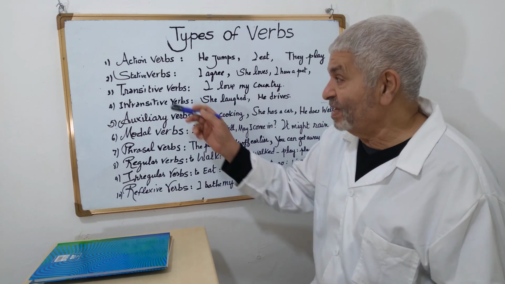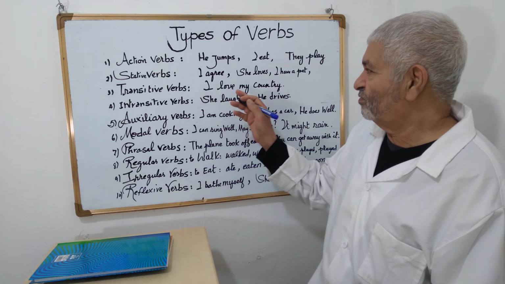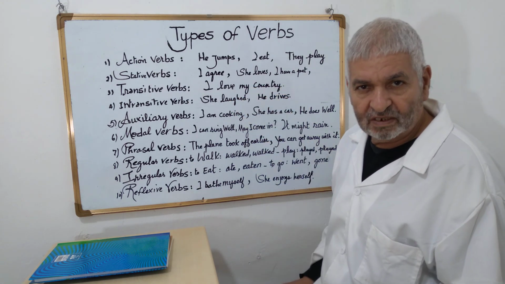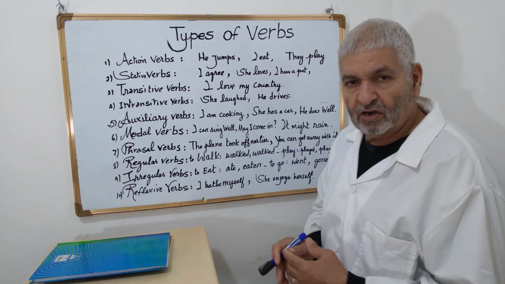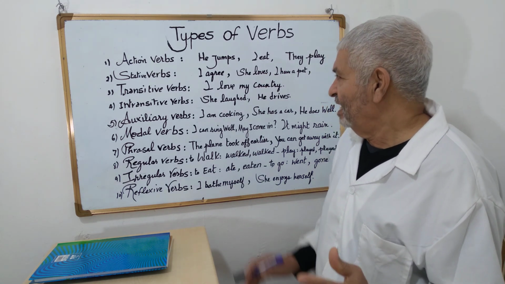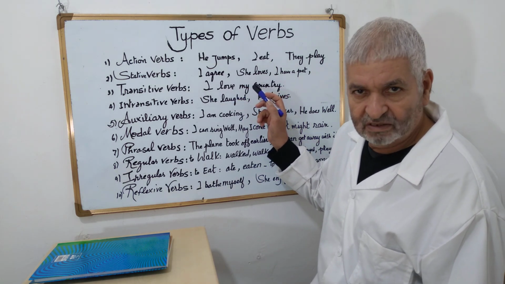And then we have the transitive verbs. The transitive verbs, for example, the statement is complete. It says, I love my country. The transitive verbs require a direct object. The direct object for love is my country.